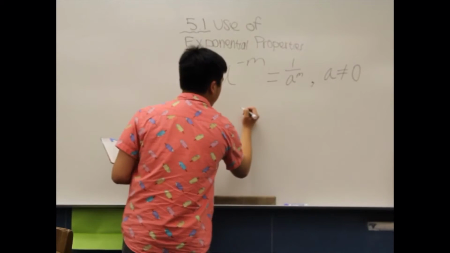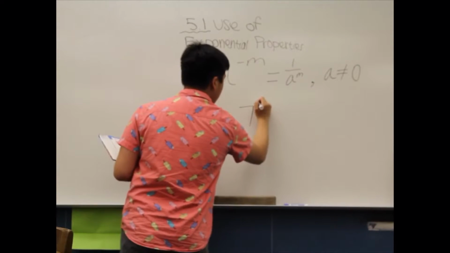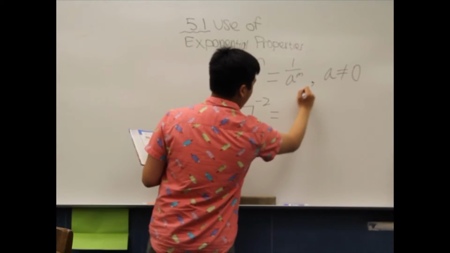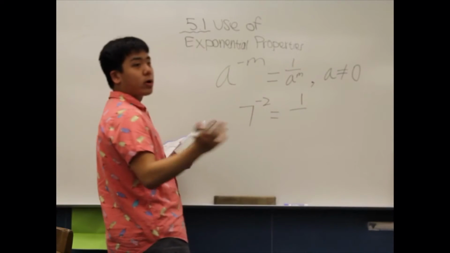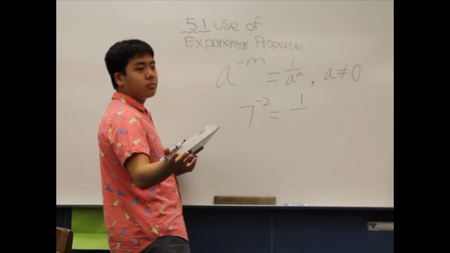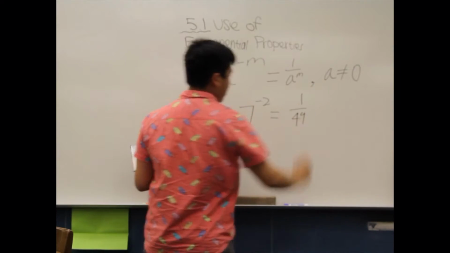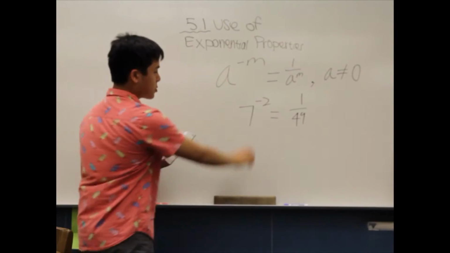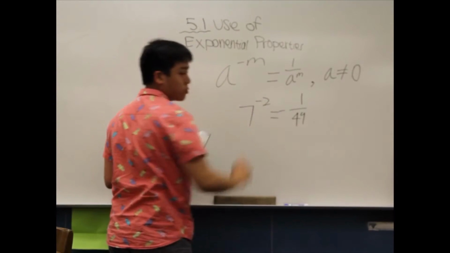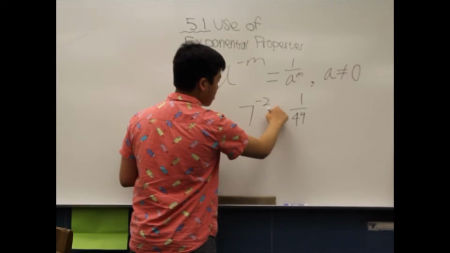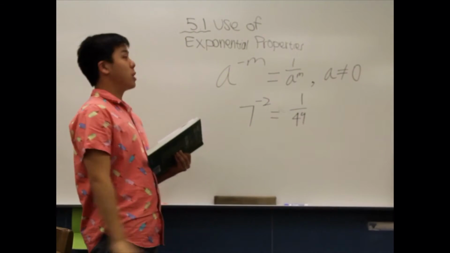So as an example, 7 to the negative 2. What is 7 squared? 49. Thank you, the person who answers all the time. 1 over 49. Just because there's a negative exponent doesn't mean the answer should be negative. That would be the wrong answer. And yes, that's literally it.